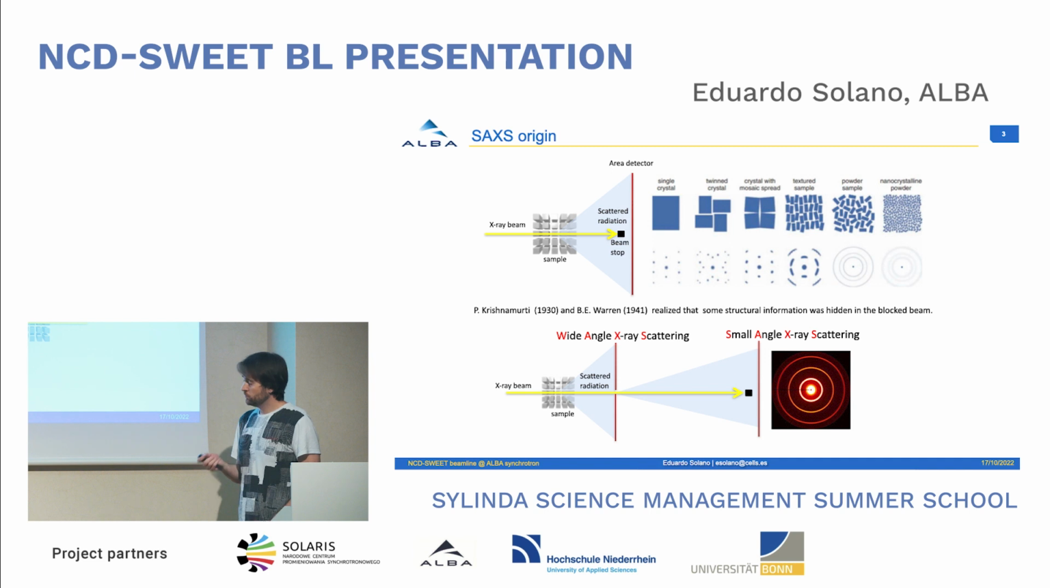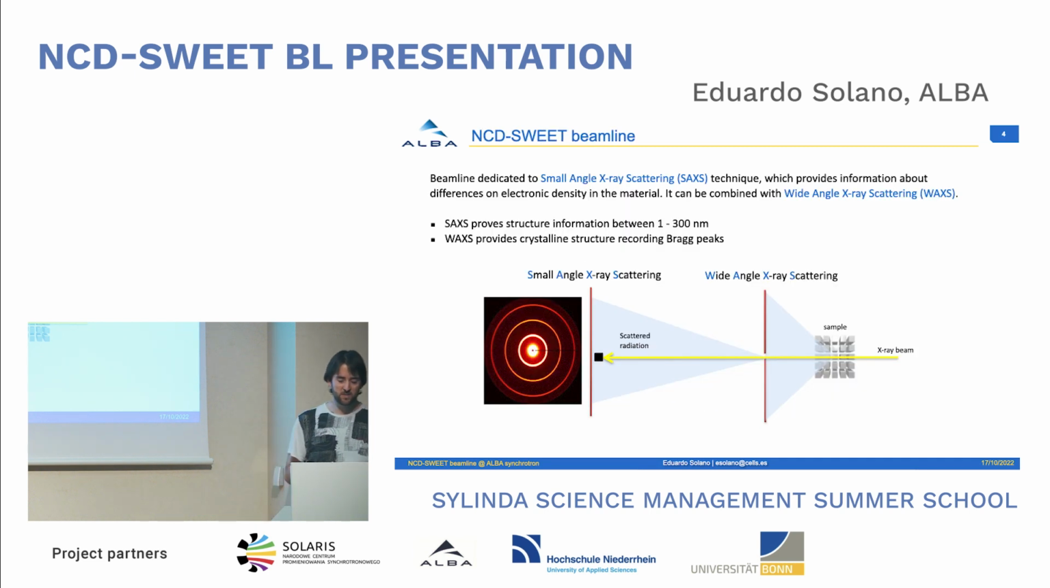So what is the NCD beamline? The NCD beamline is the SAXS/WAXS beamline, which provides information about the difference in the electronic density in the material. I will repeat this term during the presentation. So we need electronic density contrast. This is really important. You have to keep this in mind if you want to do any kind of experiment. And this, of course, can be combined with the diffraction. You will see how. This can be combined with wide-angle X-ray scattering by putting a first detector near the sample and the second detector really far from the sample.